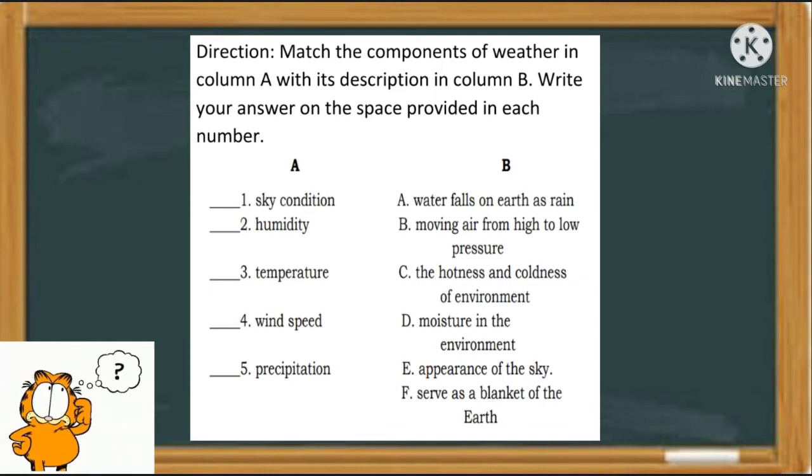That's for column A. And for column B, letter A, water falls on earth as rain. Letter B, moving air from high to low pressure. Letter C, the hotness and coldness of environment. Letter D, moisture in the environment. Letter E, appearance of the sky. Letter F, serve as a blanket of the earth. Your timer starts now.